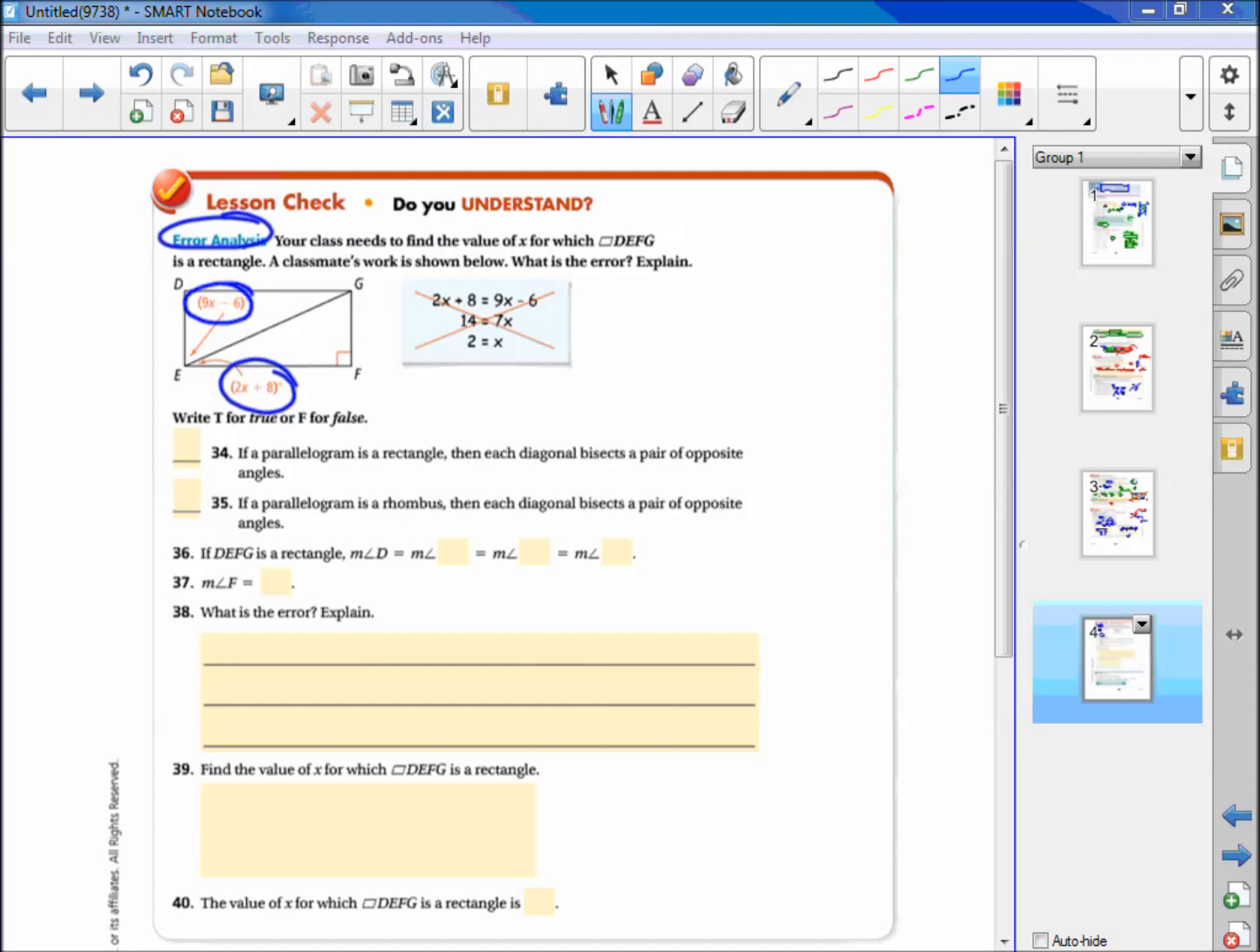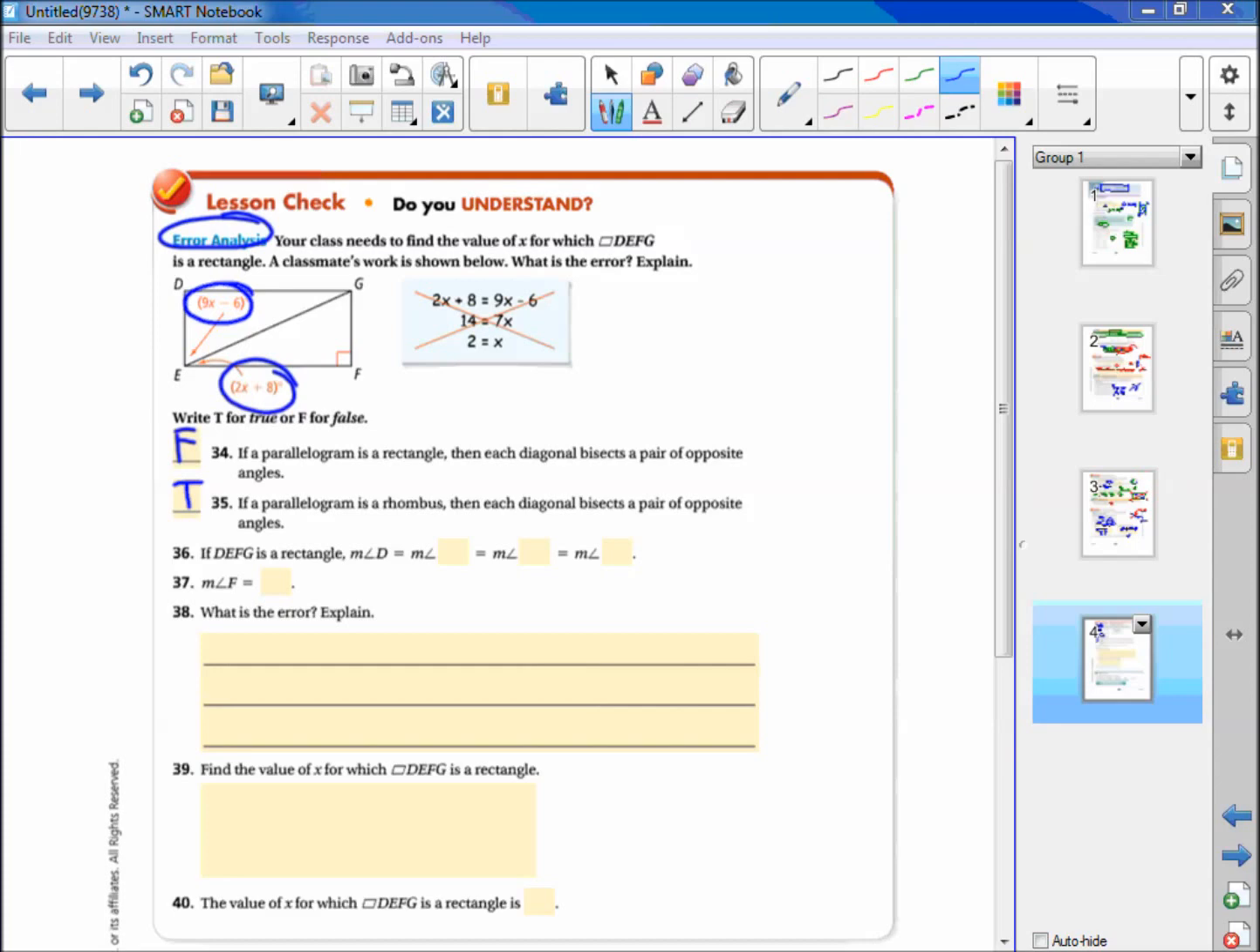So if a parallelogram is a rectangle, then each diagonal bisects a pair of opposite angles. This is false. The diagonal cuts across it, but it doesn't split it into two equal parts. That only works for rhombuses, which means it also works for squares. Okay? So if a parallelogram is a rhombus, then the diagonal bisects a pair of opposite angles. That's true. Okay? So this is why we can't use what their classmate used. We have to think of another way.